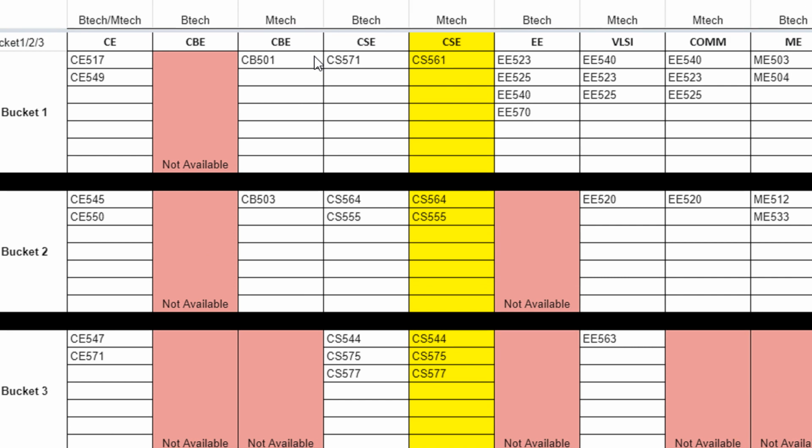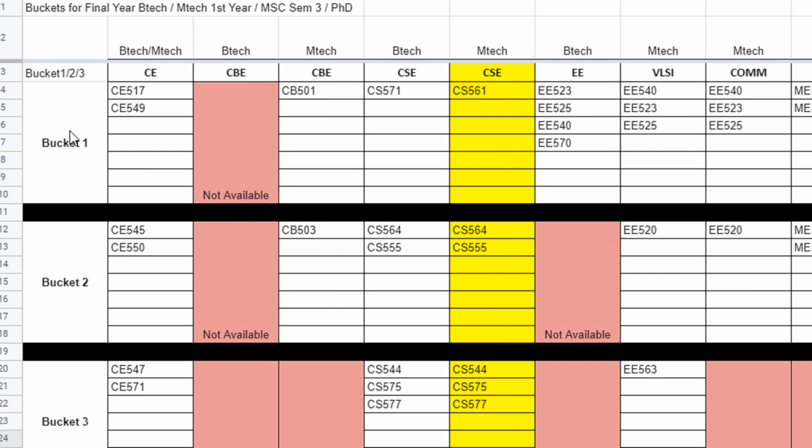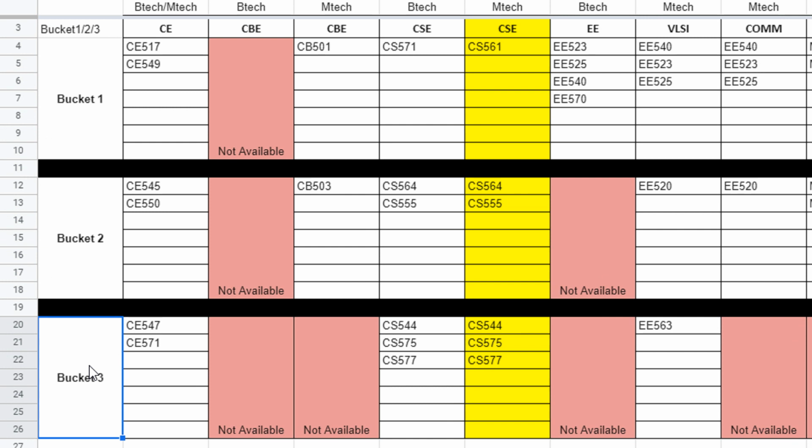This is a list of electives that are floated by various departments. Let me go slowly and steadily. As you can see, you have bucket 1, bucket 2, and bucket 3. Now, why did we make 3 buckets? Because irrespective of the curriculum, whether it is BTech final year, MTech first year, PhD or MSc, you have a maximum of 3 departmental electives. A student in a particular semester, right now we are working with the 7th semester or MTech first year, can opt for a maximum of 3 electives as per curriculum. Hence, we have designed bucket 1, bucket 2, bucket 3, right?